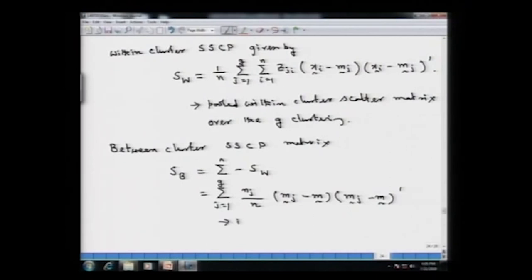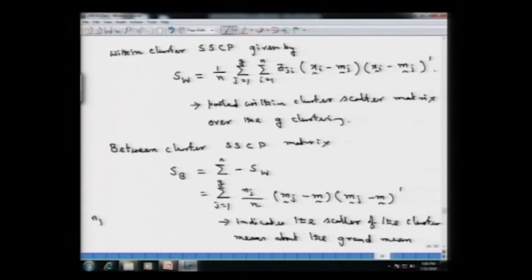So, this basically indicates the scatter of the cluster means about the grand mean, which is m. Here, this n_j term is nothing but the summation of z_ji terms for i equal to 1 up to n, because z_ji is equal to 1 if x_i belongs to the jth cluster, and hence this sum of the indicators for i equal to 1, 2 up to n over all the data is going to give us the number of items in cluster j. So, that is the interpretation we have.